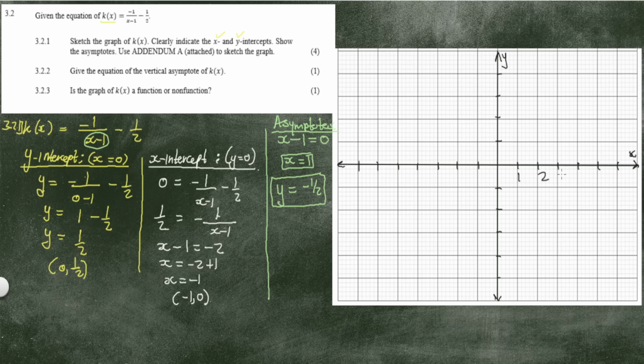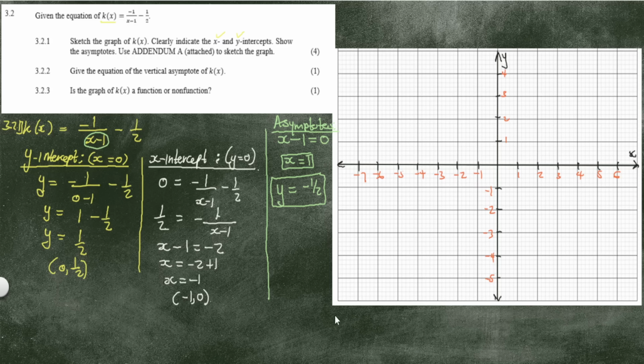Then you have 1, 2, 3, 4, 5, 6. I know the numbering is going to make this a bit ugly, but just make sure you number your scale as well. You have 1, 2, 3, 4, 5, 6, then minus 1, minus 2, minus 3, minus 4, minus 5, minus 6, and minus 7. I think we can use this color to plot. Okay, now let's plot our function.